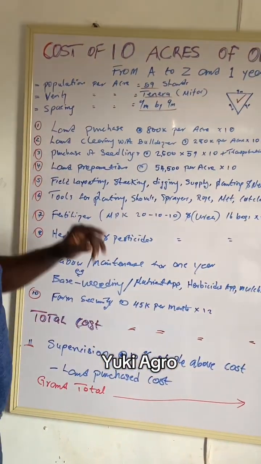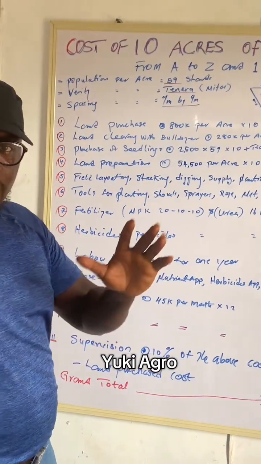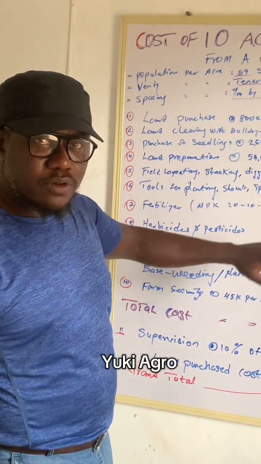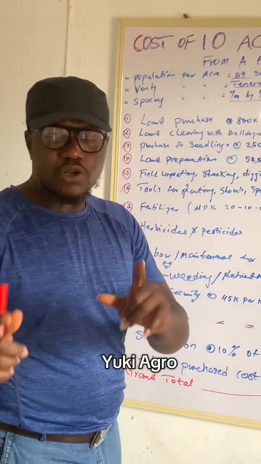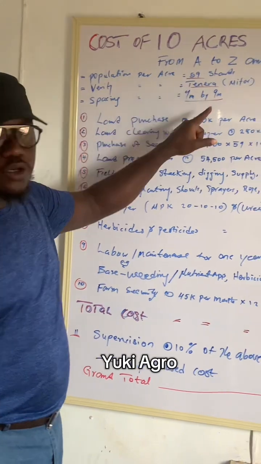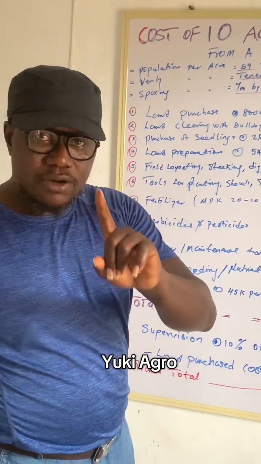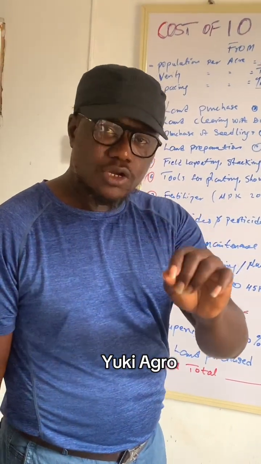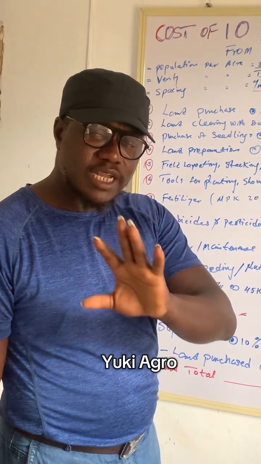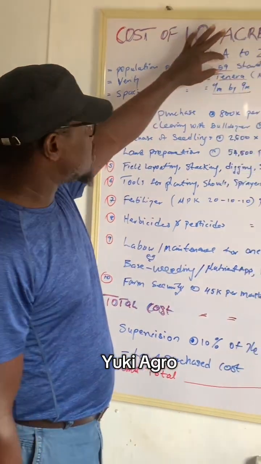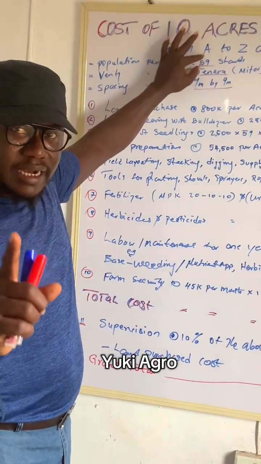Before we go to the first on the list, I will tell you that we have the basic information concerning this table, which is the standard of what you should know or what you should do. First is to know the population you are considering per acre, all right? In this case, we are using the standard of 9 meters by 9 meters to get our population stand per acre, which stands to be 59 stand per acre, all right?